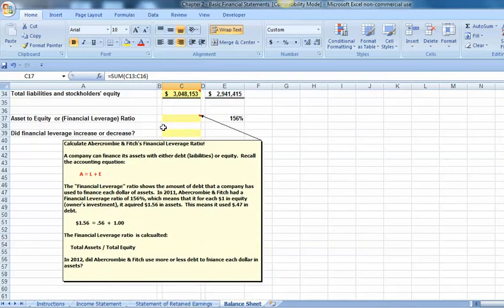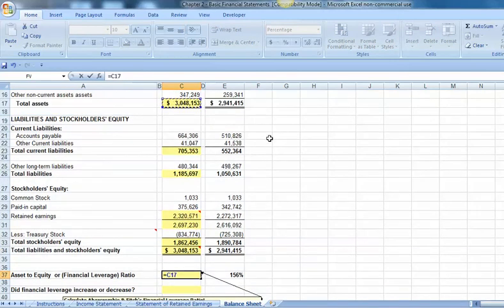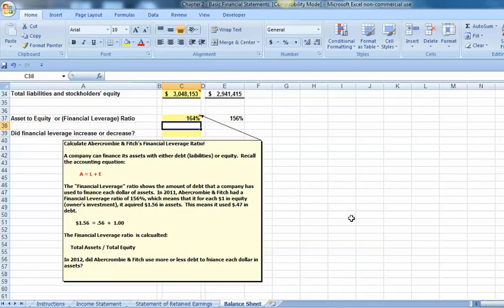Let's go ahead now and calculate our financial leverage ratio or asset to equity ratio, and that is simply going to be our total assets, 3 million, divided by our total stockholders' equity of 1.8 million. And we can see our asset to equity ratio this year was 164%. And looking at last year's ratio of 156%, that means that we had $1.56 in assets for every dollar in equity. And we can see that from our accounting equation, then we must have had 56 cents in debt.